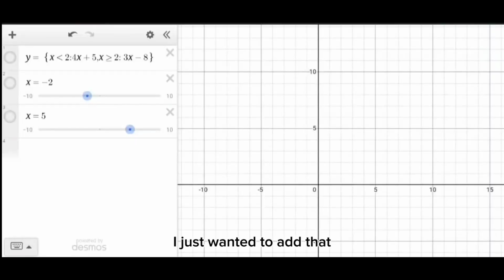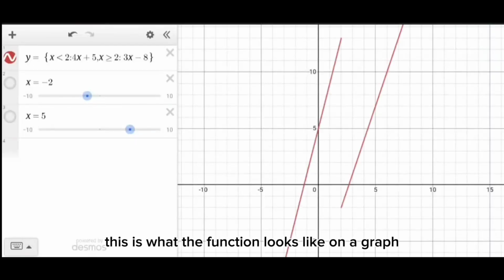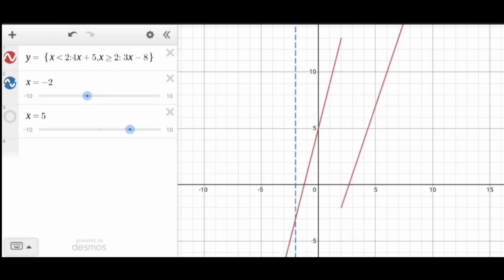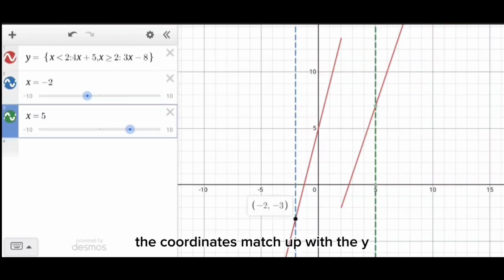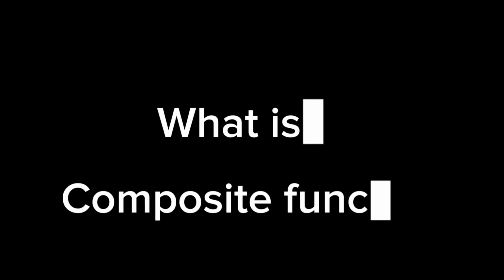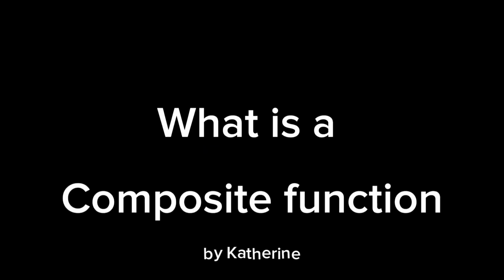Hello, editor here. I just wanted to add that this is what the function looks like on a graph. This is scenario A, and this is scenario B. As you can see, the coordinates match up with the y being the actual answer. Good job, Josh.